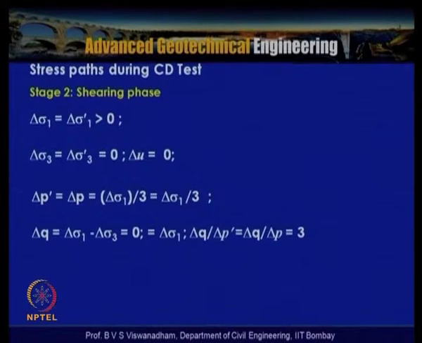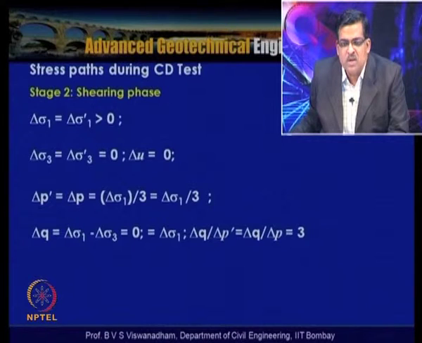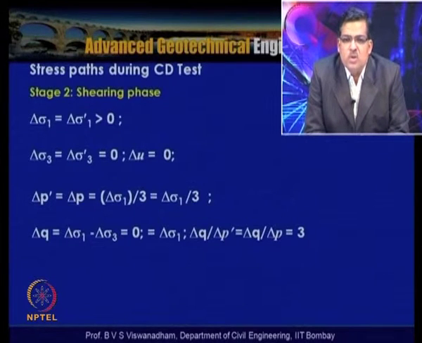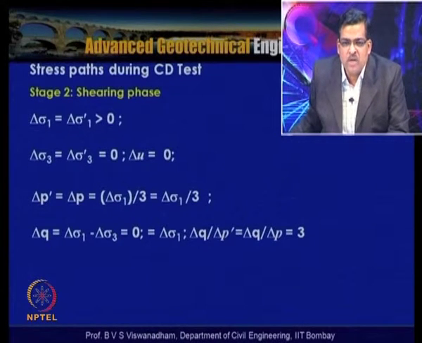For stage 2, delta sigma 1 = delta sigma 1 dash greater than 0, and we are not changing the cell pressure, so delta sigma 3 dash is equal to 0 and delta u is equal to 0 during the shear stage. So delta p dash = delta p, with delta sigma 1 and the remaining terms, delta sigma 2 and delta sigma 3, being 0. So delta p = delta sigma 1 by 3, and delta q = delta sigma 1 minus delta sigma 3.